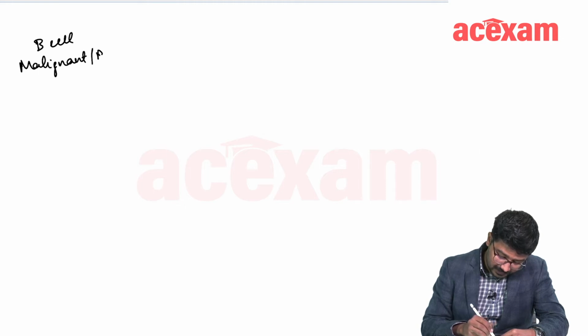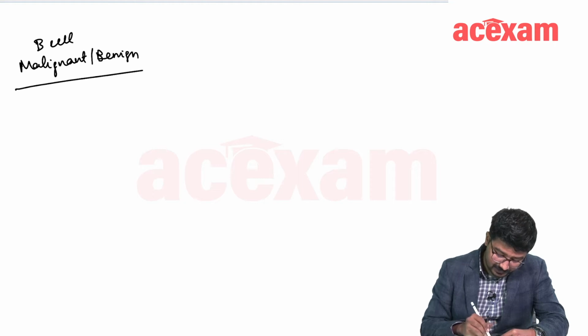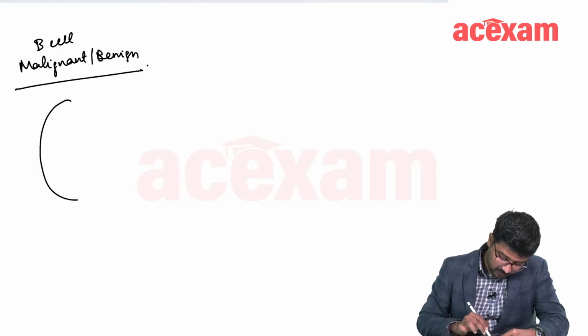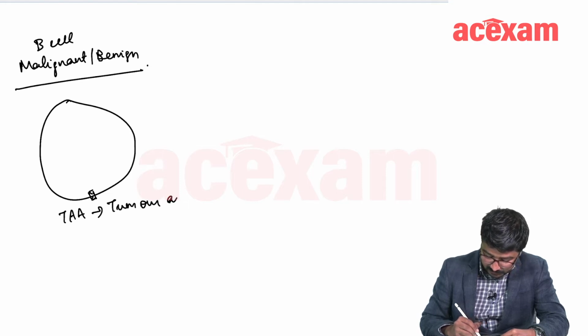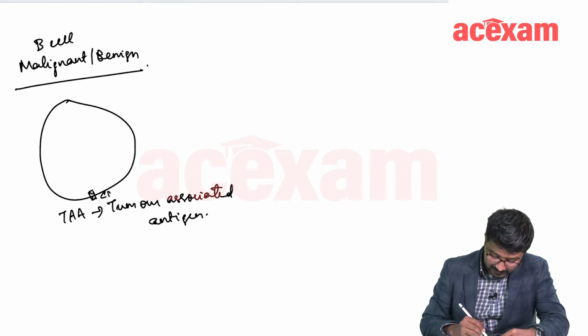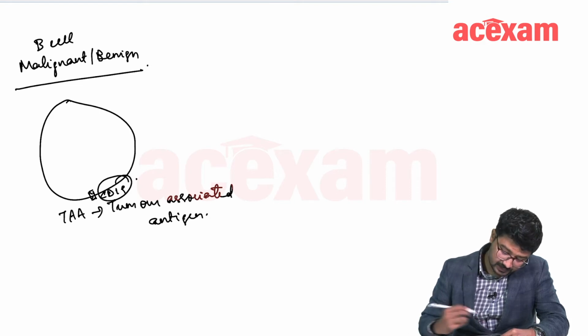So first let's take a B cell which is malignant or benign, that is, it's a cancerous cell, right? Now this is a cell. Here at the surface it has something known as TAA, which are referred to as tumor associated antigen. The antigen of interest over here is CD19, right?